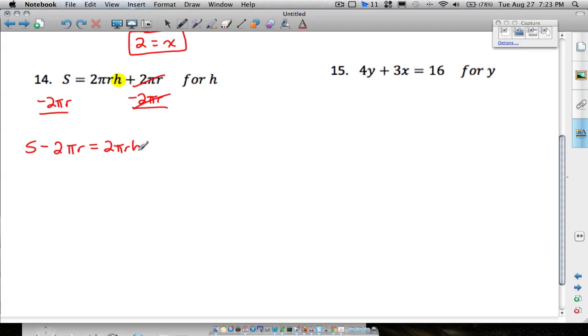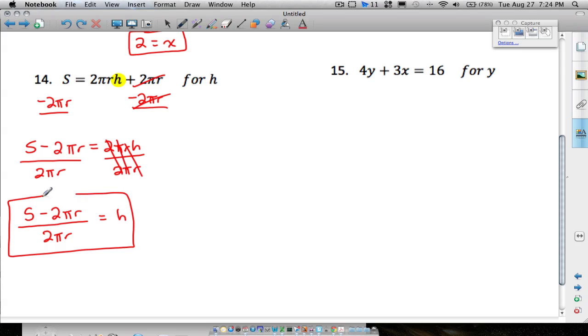And now, to get h by itself, you want to move the 2, the pi, and the r. Well, since all these things are getting multiplied, we can do the inverse operation of division, and we can divide by everything at one time. Just do it on both sides. The 2 cancels out, the pi cancels out, and the r cancels out. That leaves you with h all by itself. And there's nothing we can simplify over here, so our final answer is s minus 2 pi r, all of it divided by 2 pi r, is equal to h.